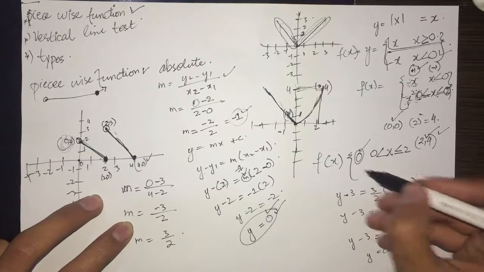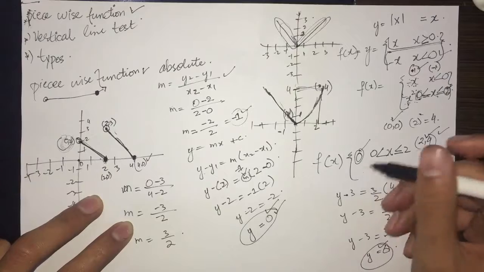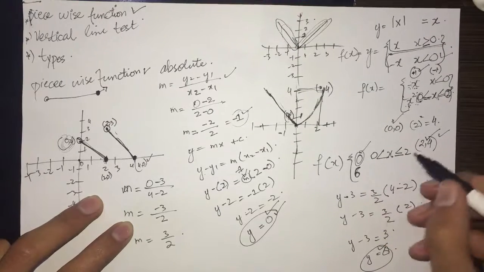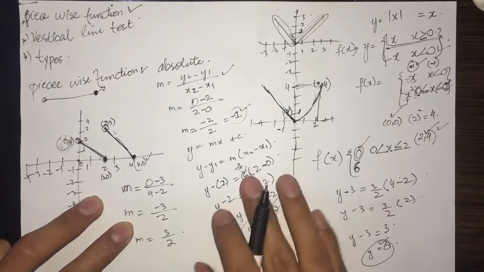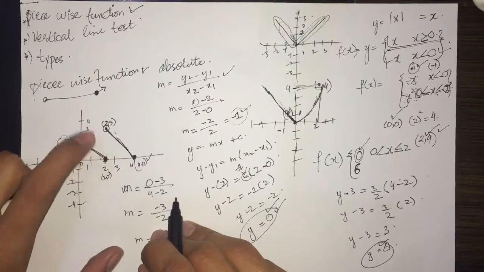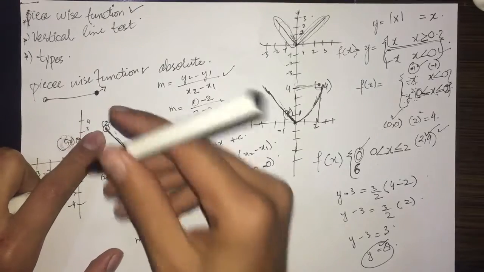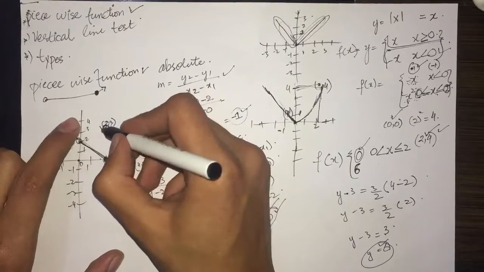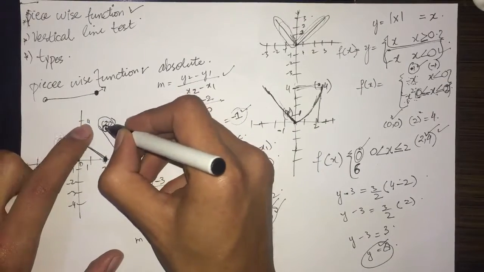So here this is going to be the function of x. We are going to put y equals 6, and then now we'll look at the condition. So here 2 is not included because it is an open interval. Here we're finding the piecewise function of this line, so consider this one.